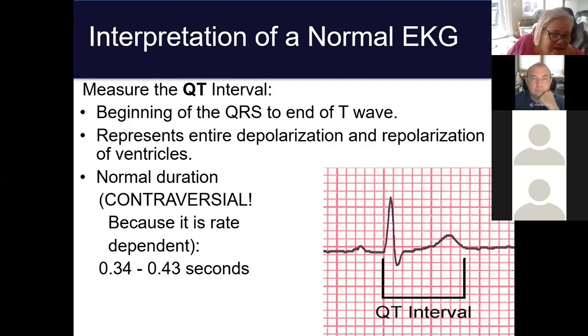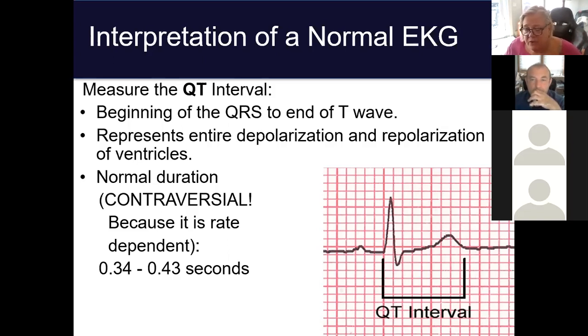As it says here, it's a little controversial in terms of what a normal QT is because it's rate related. So you need to know what the patient's baseline is at a certain heart rate and then track it over time. Again, based on heart rate.